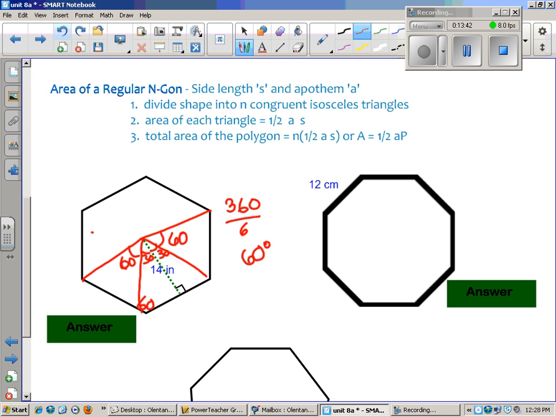So I can do it two ways. I can use my 30-60-90 triangle, or I can use trig. Which way do you guys want to do it? Trig? 30-60-90 would be my choice, but we'll do trig. All right. I'm looking for this piece here, because my formula is 1/2 times apothem times perimeter. My apothem I know is 14, so I'm looking for the perimeter. If I find this little piece, I can multiply it and get the whole perimeter. So if I have this side and I'm looking for this side, from the 30-degree angle, which trig function is it?